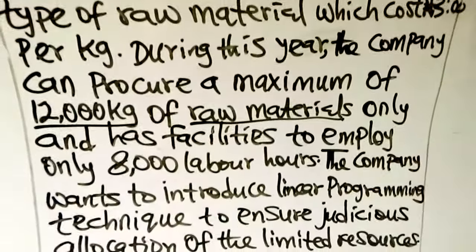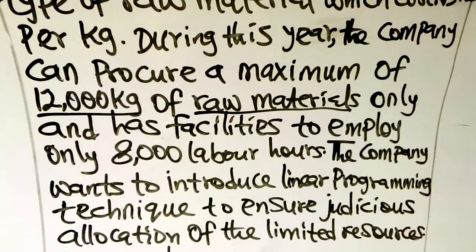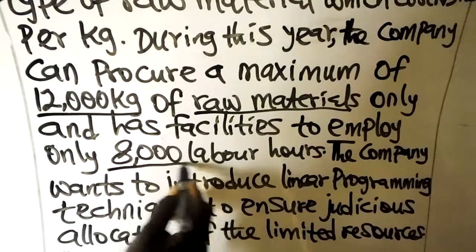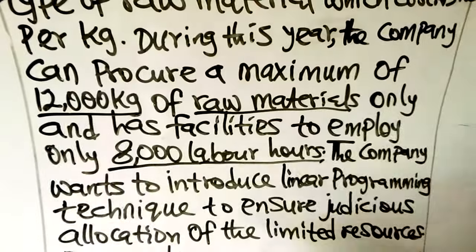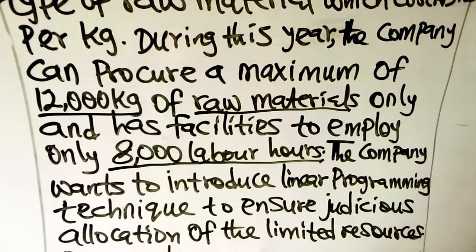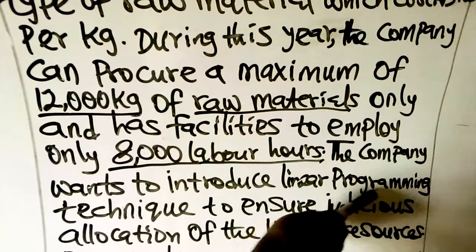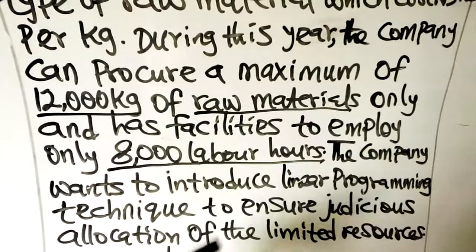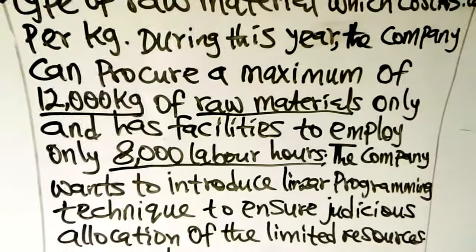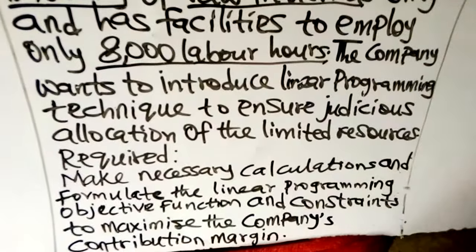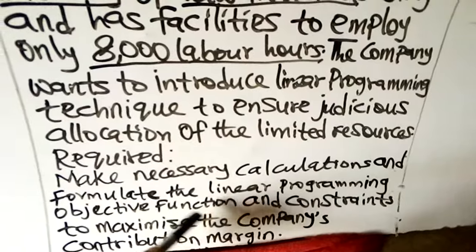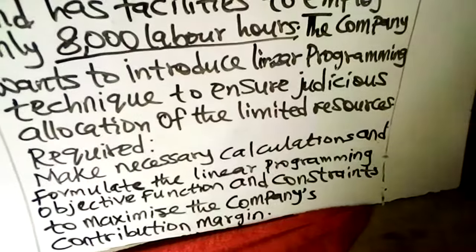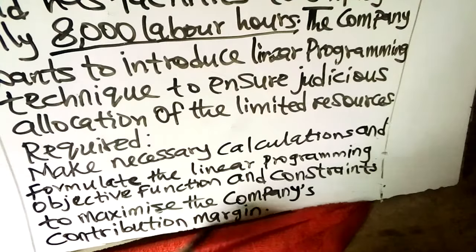And the company has facility to employ only 8,000 labor hours. They can only employ 8,000 labor hours. Meaning that if they have more facilities, they will wish to employ more labor hours. The company wants to introduce a linear programming technique to ensure judicious allocation of the limited resources required. Make necessary calculations and formulate the linear programming objective function and constraints to maximize the company's contribution margin.